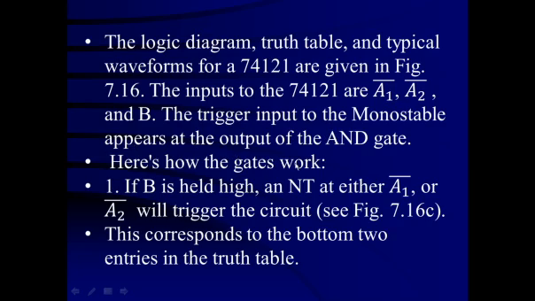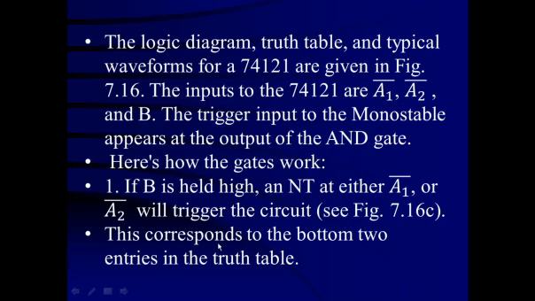Here is how the gate works. First, there are these conditions. If the B input is held high, a negative transition at either A1 bar or A2 bar, these two being the inputs of the bubbled OR gate, will trigger the circuit. So if you want to trigger the circuit with a negative transition, then that negative transition should be given at either of these inputs, A1 bar or A2 bar. But then the B input should be kept in the high state.